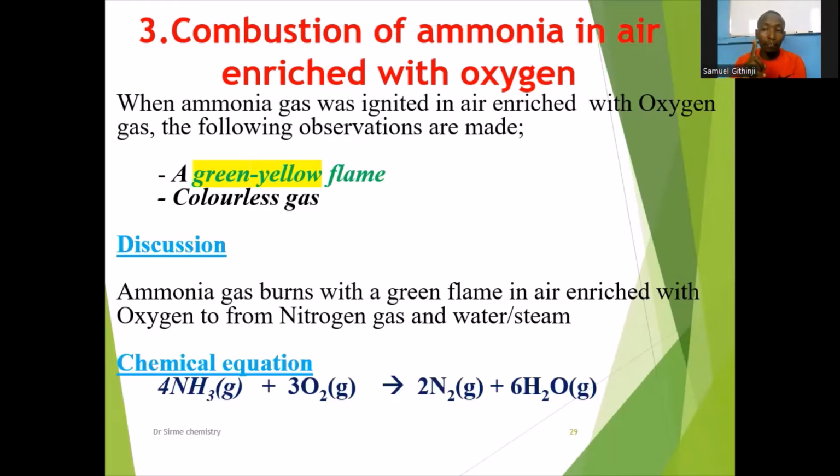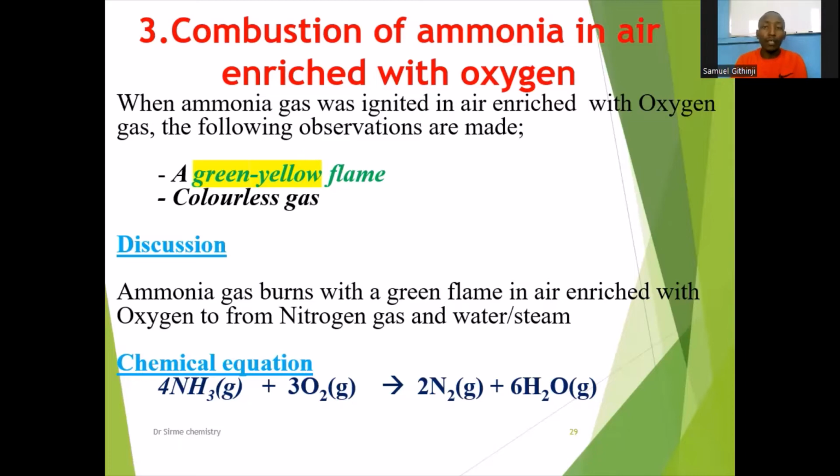That is the first one, because you should know when ammonia is burning in presence of oxygen, that is air enriched with oxygen, and when it is burning in presence of a catalyst. Get it well here: nitrogen and steam are the products when you are burning ammonia in excess oxygen.